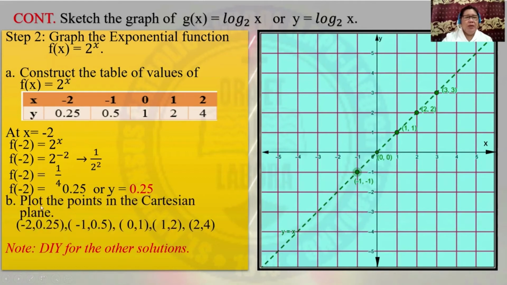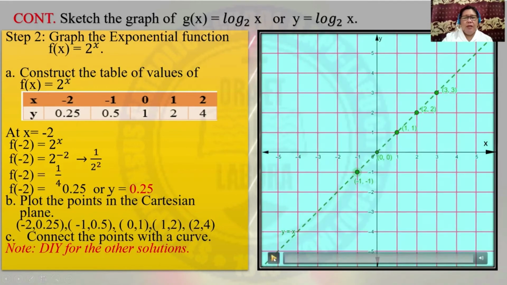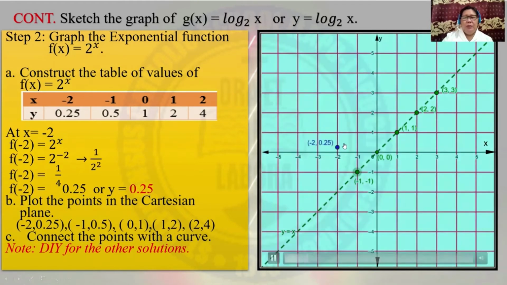Then afterwards, you have to plot the points in the Cartesian plane. And then you have to connect the points with a curve. Let us have now the graph of the exponential function. Let us plot now the points in the Cartesian plane. So we have the first point here, here, next here, next, and the last point with coordinates 2, 4, and then connect with a curve.